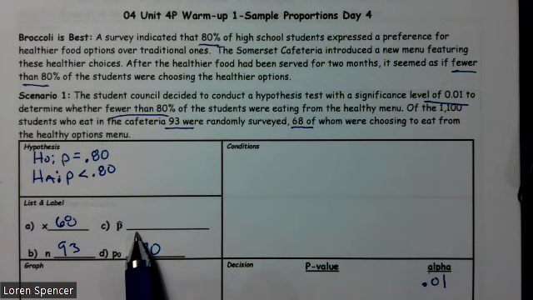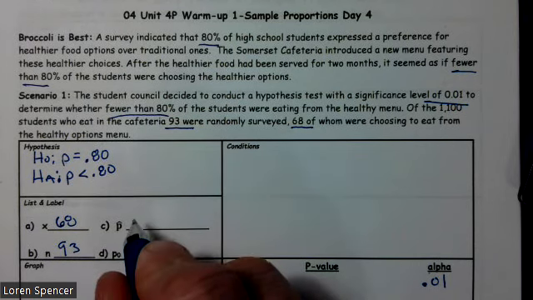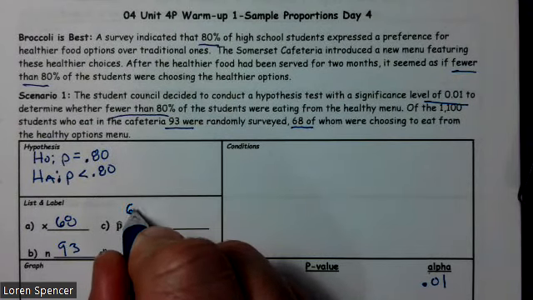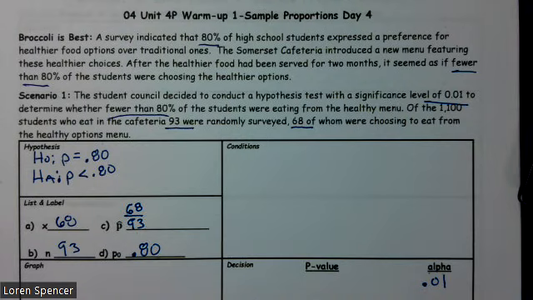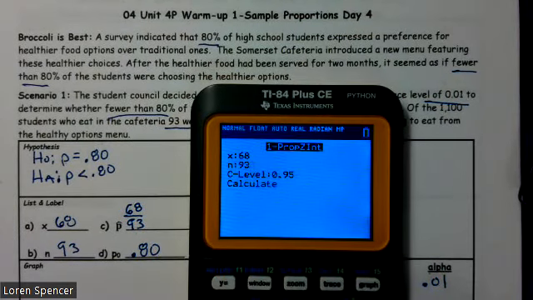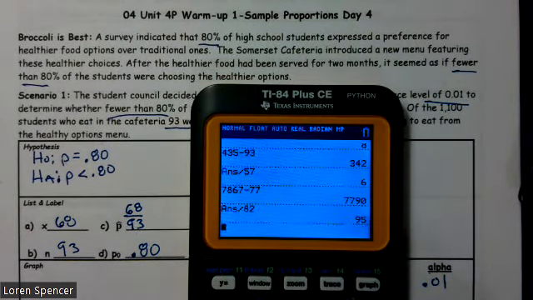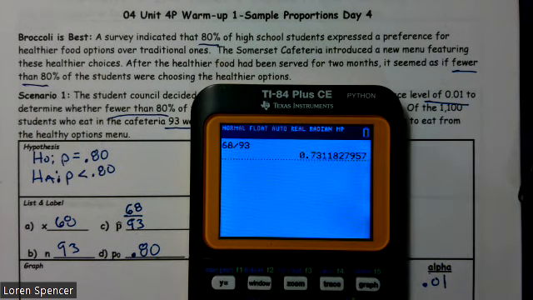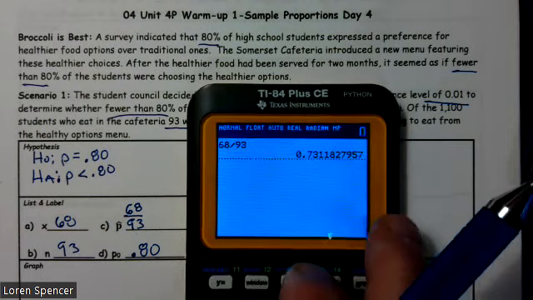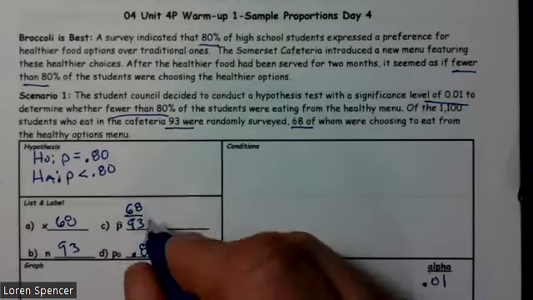So we need to figure out what p hat is. Well, p hat is going to be 68 over 93. And if I go to the calculator, I go 68 divided by 93. I end up getting 0.7311. So that's my p hat.